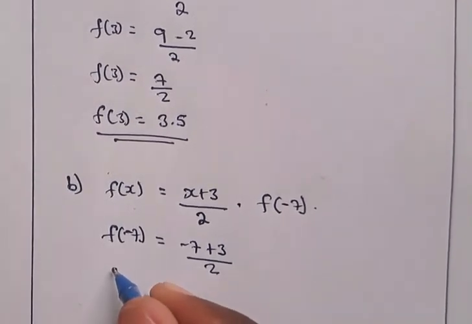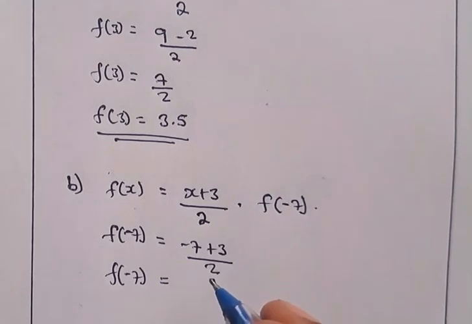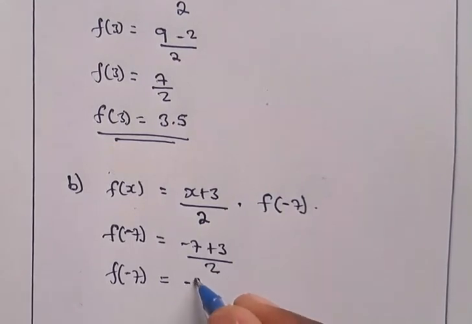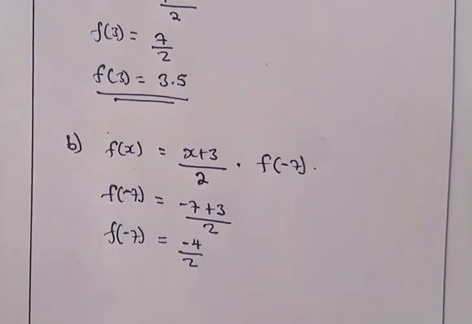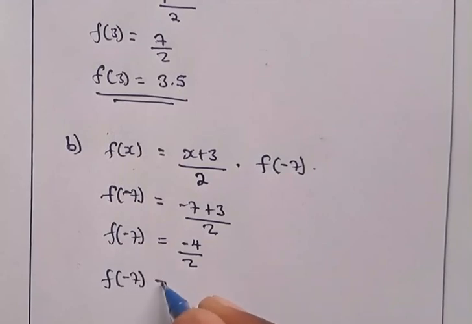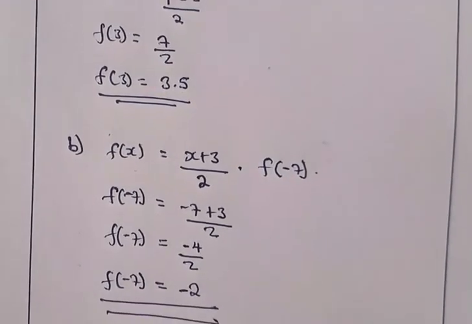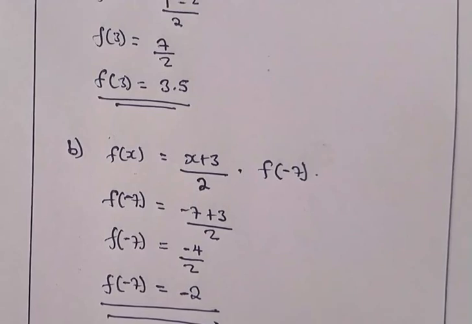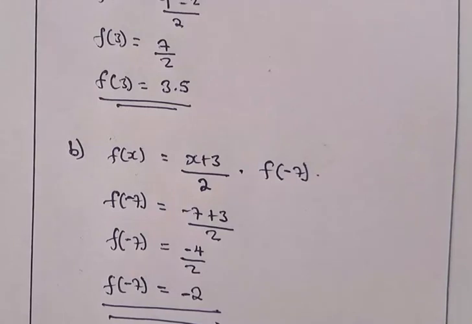And then now we come with laws of algebra. Negative 7 plus 3, what is negative 7 plus 3? To give us negative 4, isn't it? Over 2. Then finally, our final answer is going to be f of negative 7 of this function is going to be negative 2. That's it. So you can't even take like 1 minute solving this in an exam.